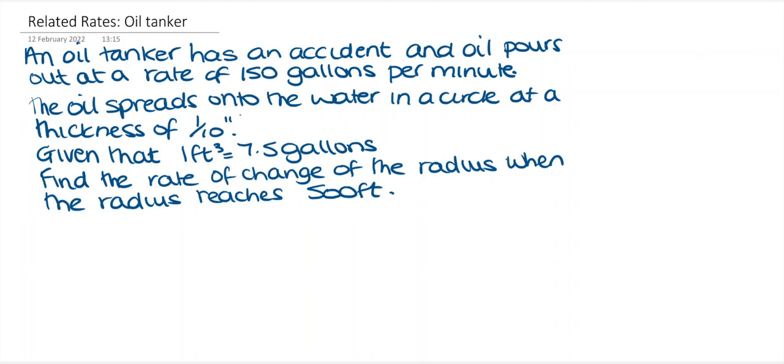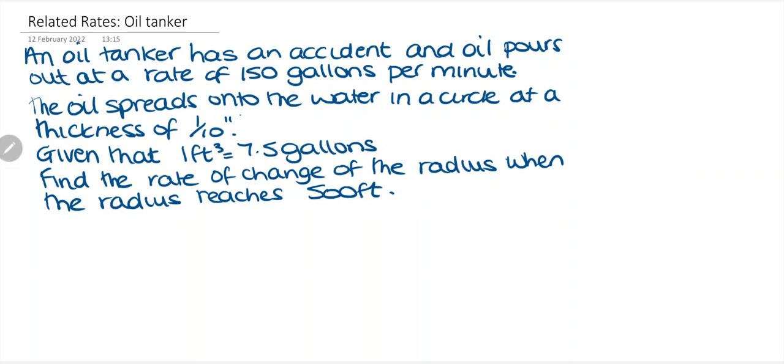Related rates. We have a question involving an oil tanker. An oil tanker has an accident and pours oil out at a rate of 150 gallons per minute. The oil spreads onto the water in a circle at a thickness of 1/10 of an inch. Given that 1 cubic foot is equal to 7.5 gallons, find the rate of change of the radius when the radius reaches 500 feet. So the first thing we're going to do is draw a diagram.